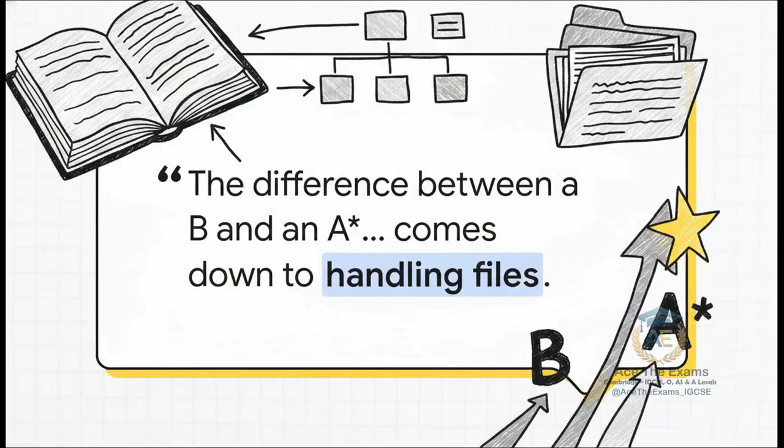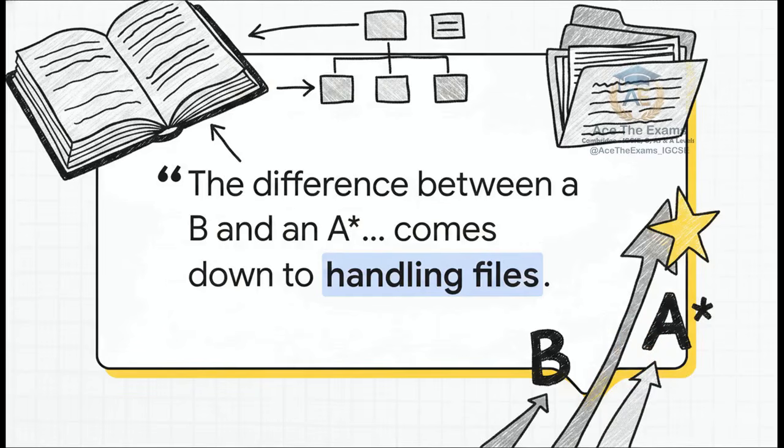Let's set the stakes right out of the gate, because when it comes to Cambridge computer science candidates, this topic is literally where the battle is won or lost. Listen to this direct quote from a senior examiner. They said, "The difference between a B and an A-star in computer science often comes down to how well you understand handling text files with one or more lines in pseudocode." I mean, think about the gravity of that statement for a second. This specific topic is a massive differentiator for those top grades.